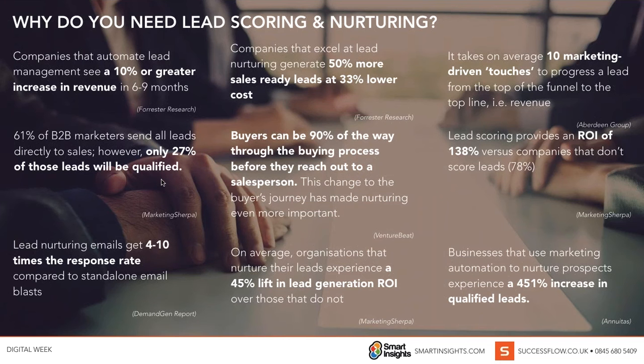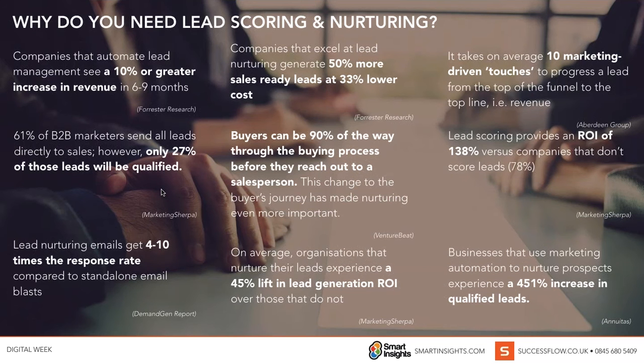Companies that excel at lead nurturing generate 50% more sales-ready leads at a 33% lower cost because you're obviously automating that. And you can see on the right-hand side there, typically from Aberdeen Group, it takes an average 10 touches before a lead is ready to progress through that funnel to sales. So, if you can do that in an automated way, one, you're not going to miss opportunities, and two, you're going to reduce that overhead to convert that through to sales. And what sales get is going to be much higher quality.